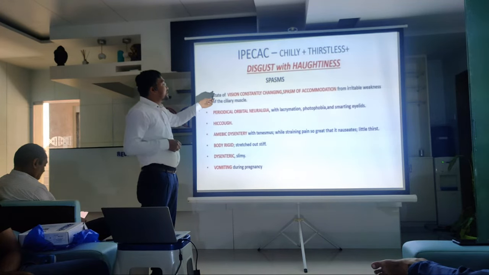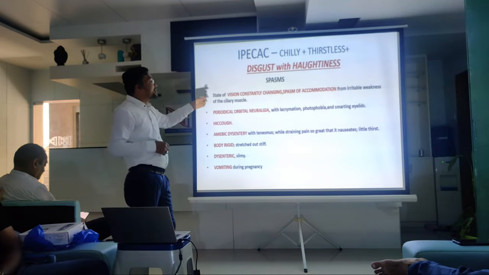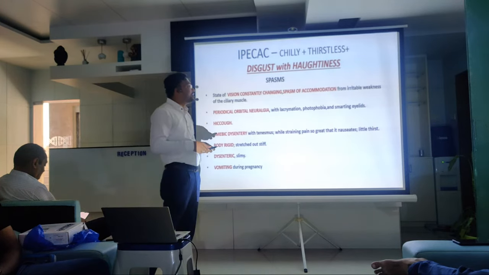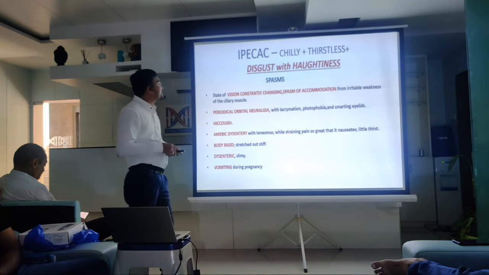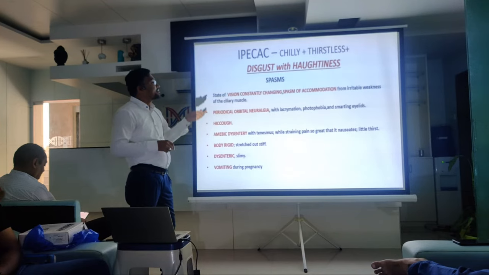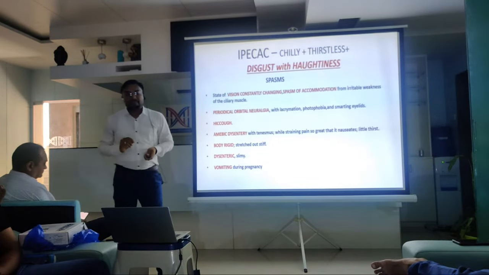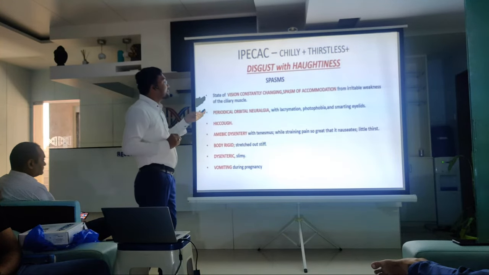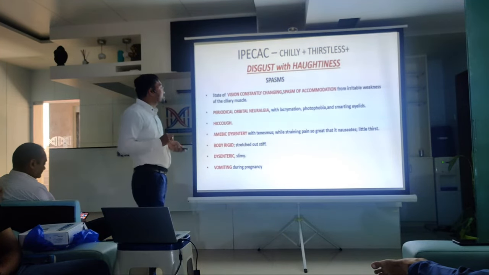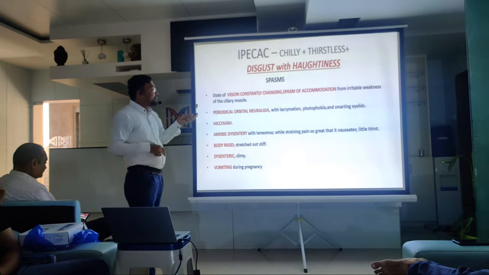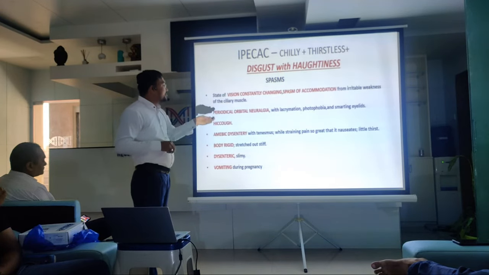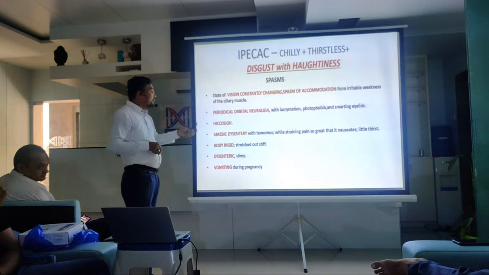So if it is vision, it is constantly changing. The spasm of accommodation from irritable weakness of the ciliary muscles, right? So the accommodation is also disturbed because of spasm. So spasm is seen there, in vision also, periorbital neuralgia with lacrimation, photophobia, smarting is also spasm, hiccough is also spasm. This is the chief pathology.